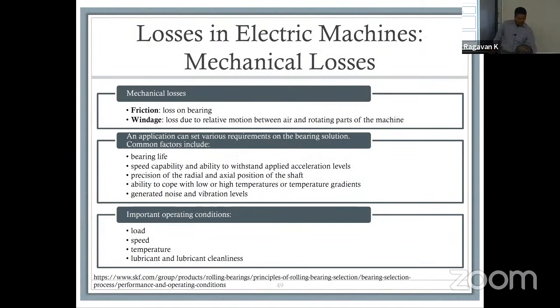So I believe this should be the last topic where I'm going to finish this session here, in terms of the losses: mechanical losses. These are intuitive losses. We have friction and windage, and then you have specific requirements for bearings that have an impact on the life of the bearing itself. Mechanical losses can have an impact on things like bearing life, speed capability, precision, ability to cope at high temperature, and of course, then you have important operating conditions where you have to look at load, speed, temperature, lubricant, and such.